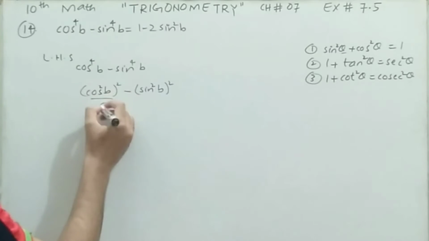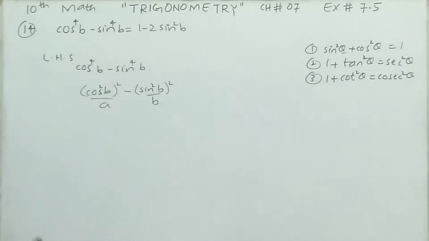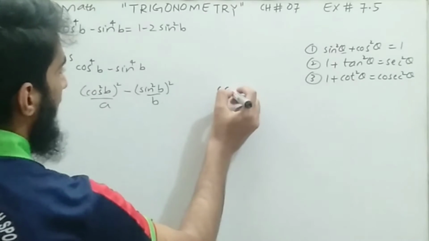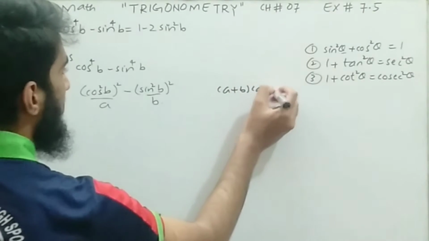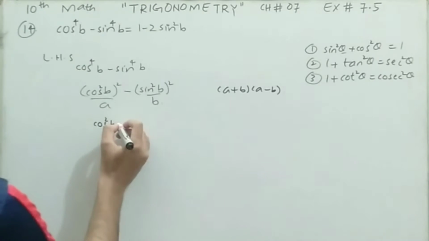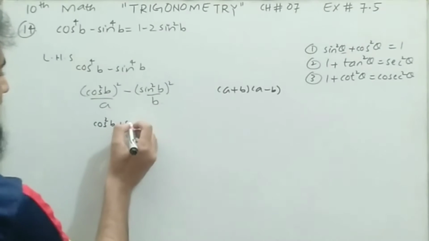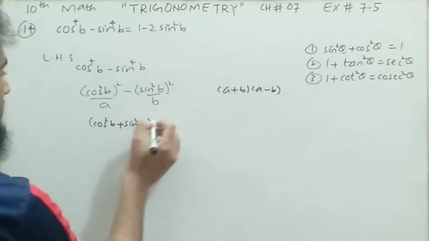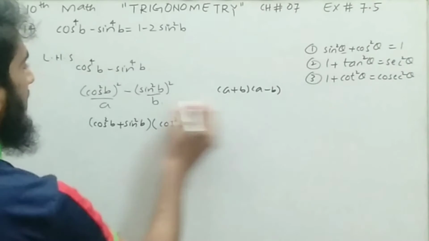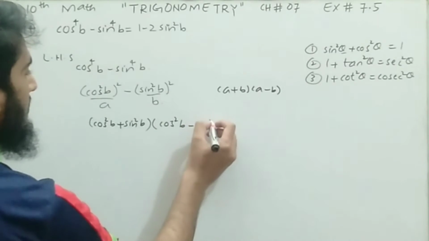Now let's suppose this is a and this is b. So over here the formula a square minus b square is generated, which is equal to a plus b into a minus b. Our a is cos square b, so it becomes cos square b plus, b is sin square b, and after this a minus b, where a is cos square b and minus b is sin square b.